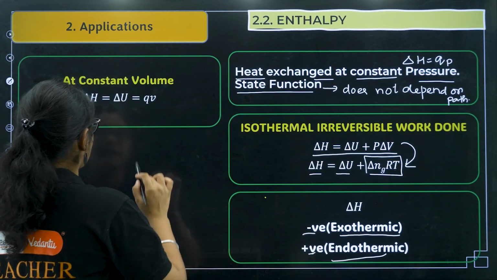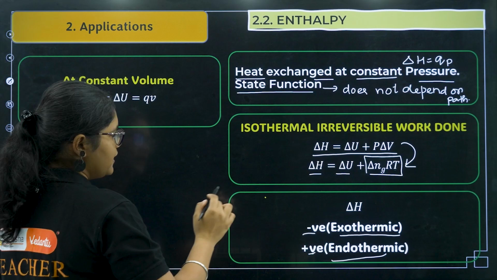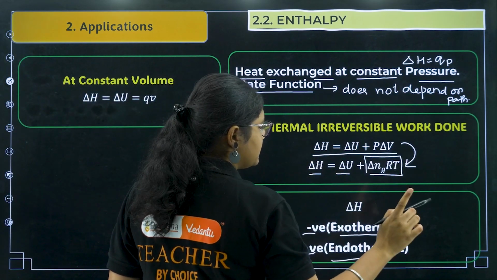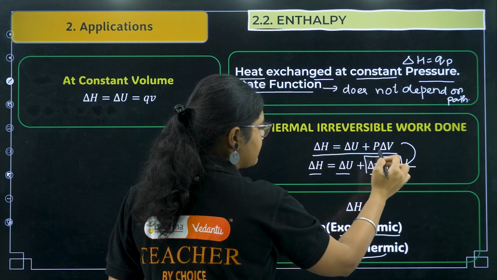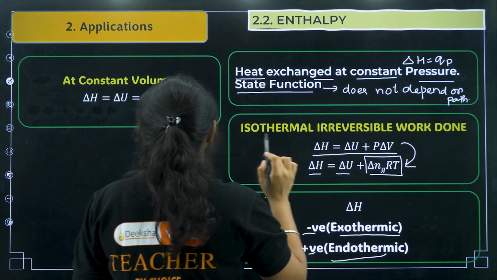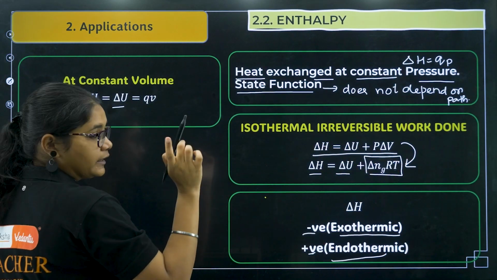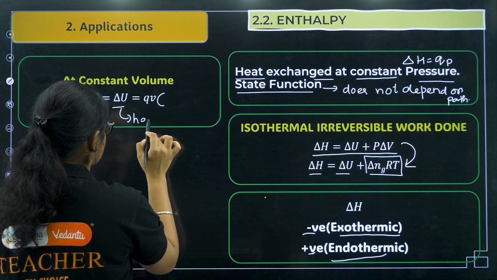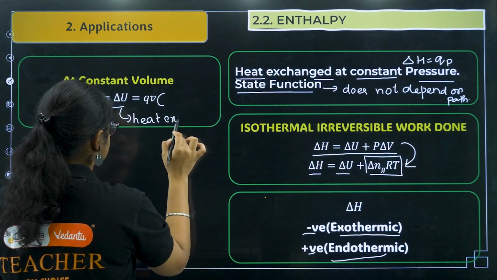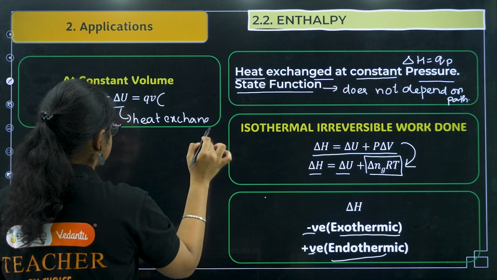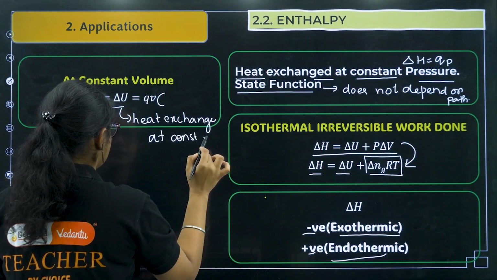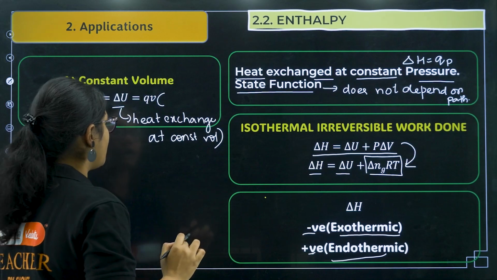Next, one more thing we have at constant volume. If you see, this is the formula: delta H is equal to delta U plus P delta V. At constant volume, what will happen? This term becomes 0, so we have only delta H is equal to delta U, and delta U is nothing but heat exchanged at constant volume, okay.